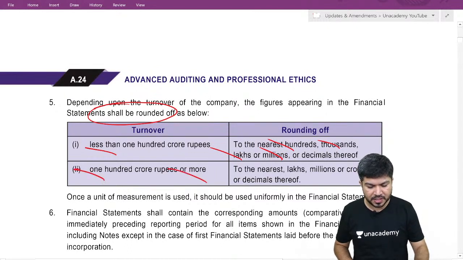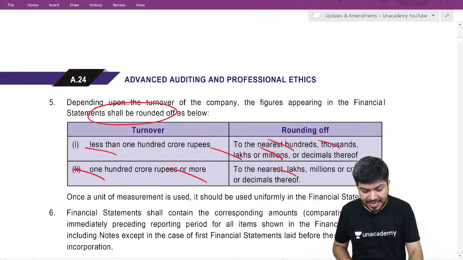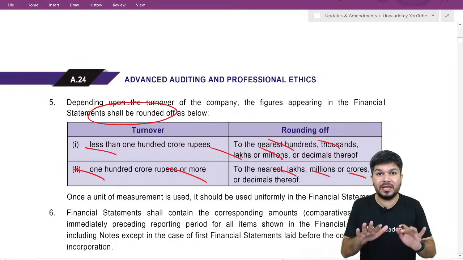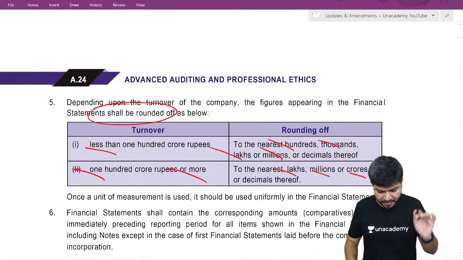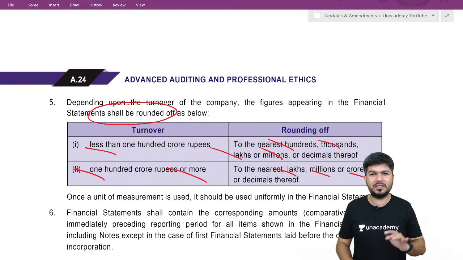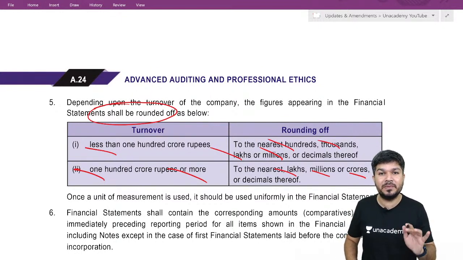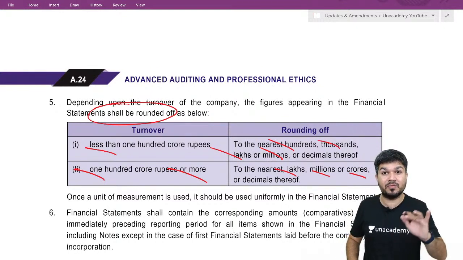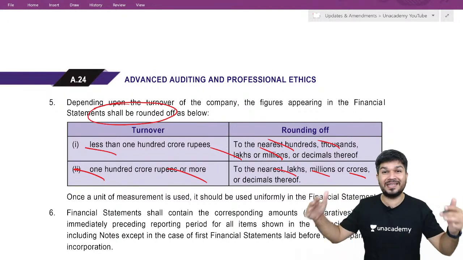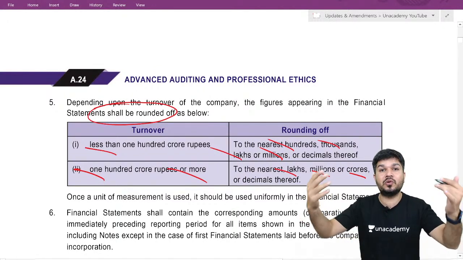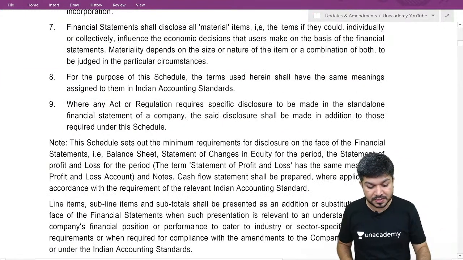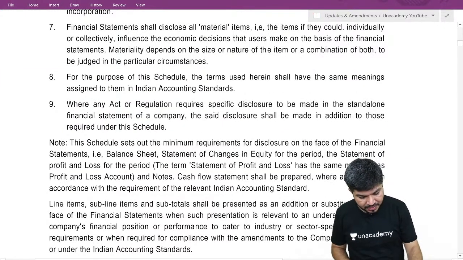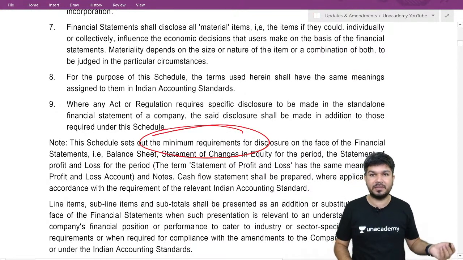But if your turnover is 100 crores or more, it's nearest lakhs, millions or crores. That way rounding off is mandatory. Clear with this? Okay, and the things which we learn in Schedule 3, they are the minimum disclosures which are to be required on the face of the balance sheet, P&L, statement of changes in equity, or in your notes. These are minimum. Can I have extra disclosures? Answer is yes. These are the minimum requirements.